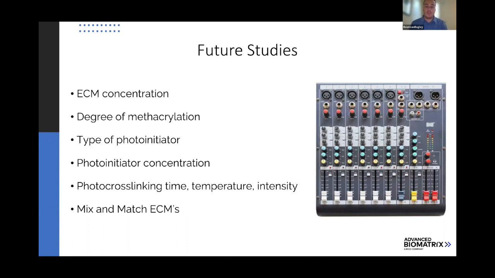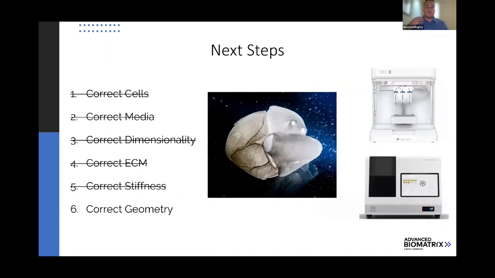And then, we really want to start playing around with more mixing and matching of these ECMs. Again, being able to combine, if you want to recreate a native environment, you start thinking about the collagen and the hyaluronic acid really interacting together. So, 1, 2, 3, 4, 5, we've kind of addressed, and we're really actively addressing 4 and 5 right now, the ECM and the stiffness.